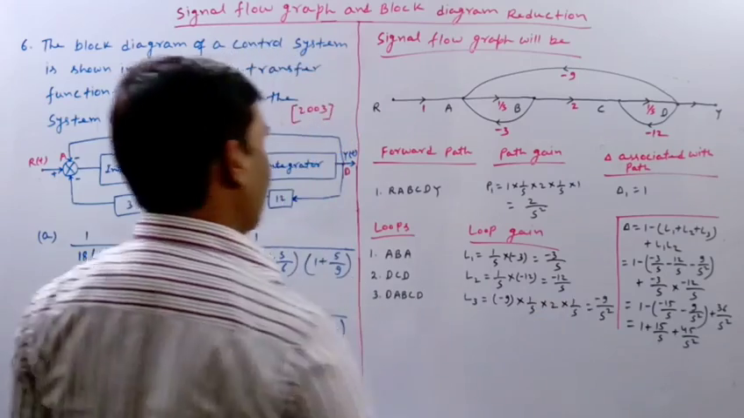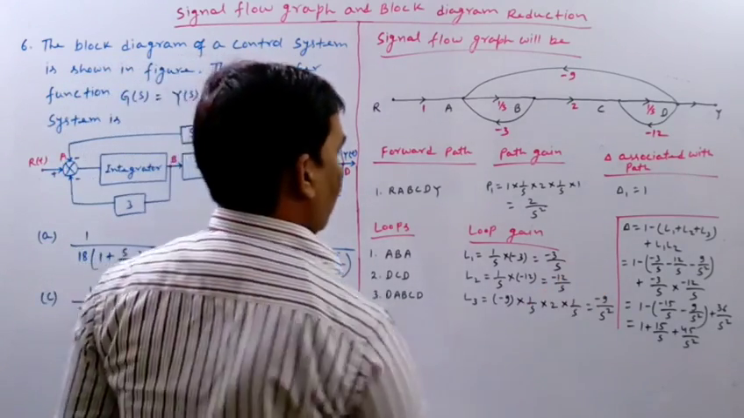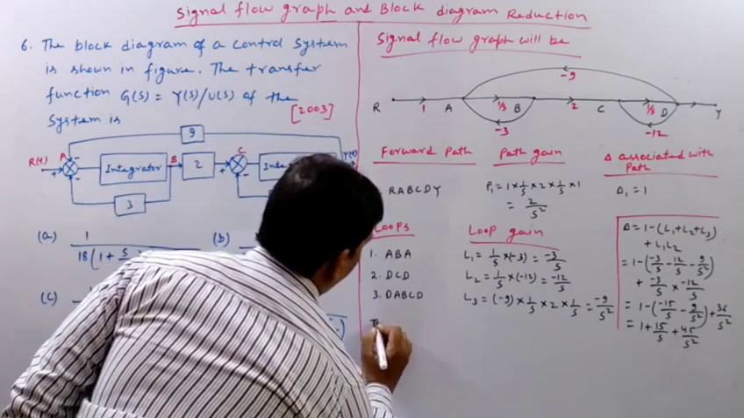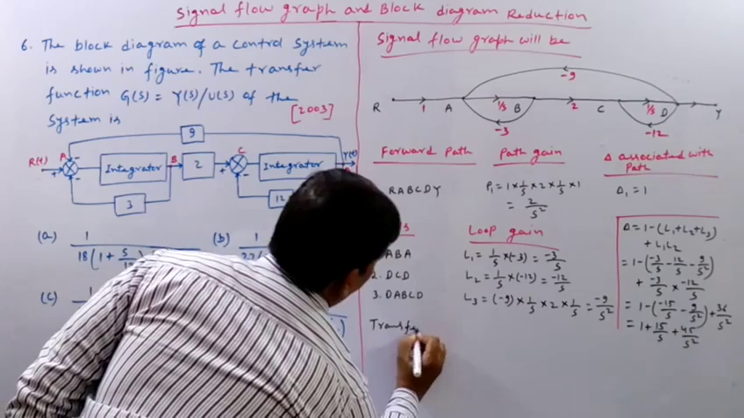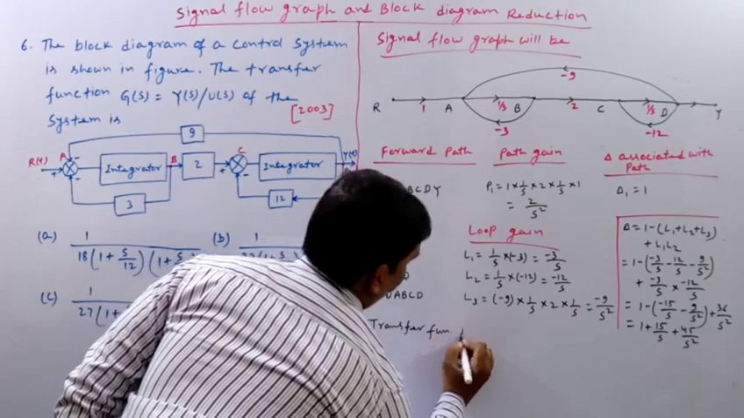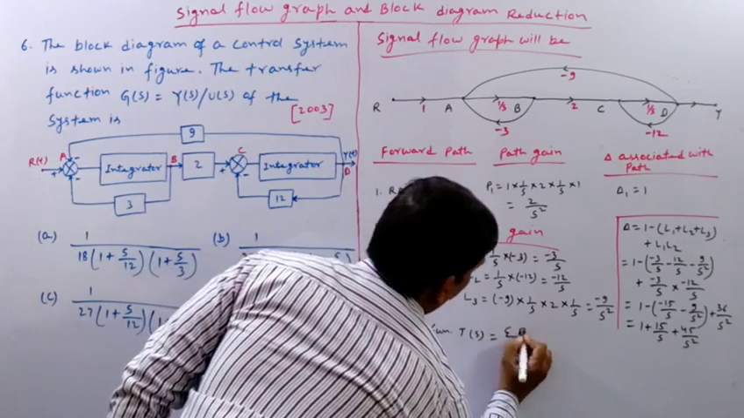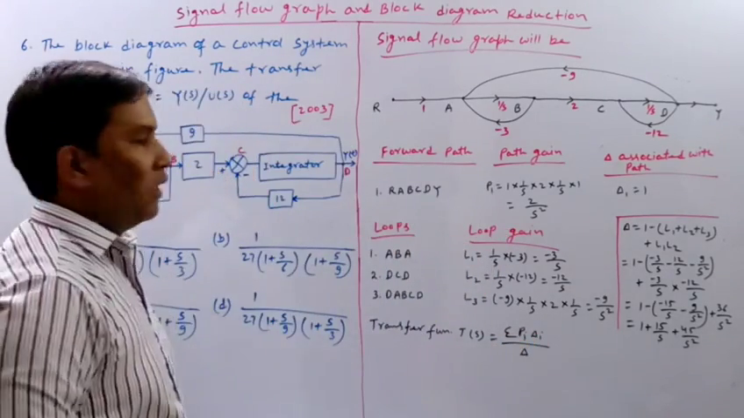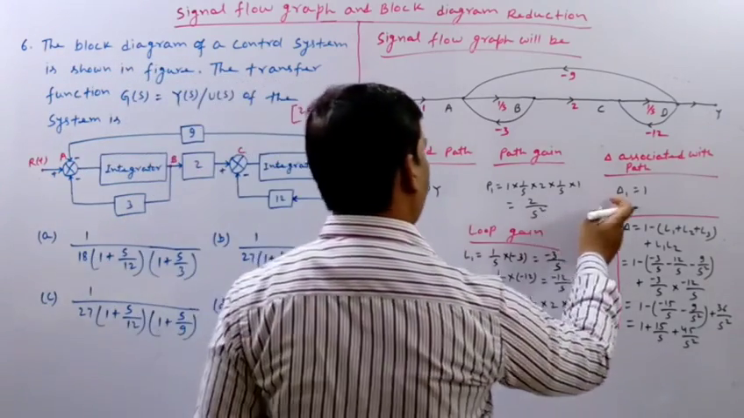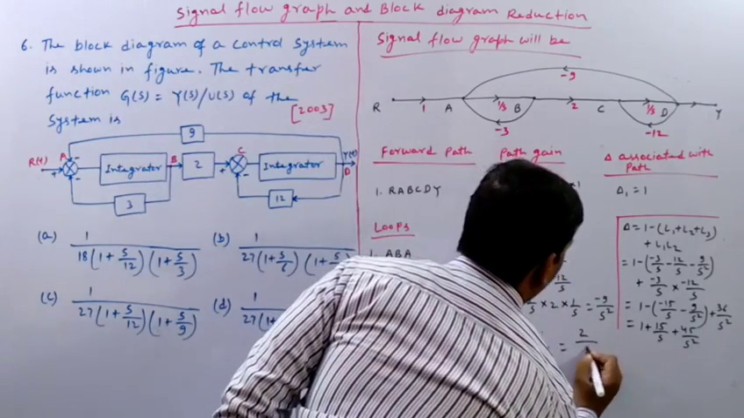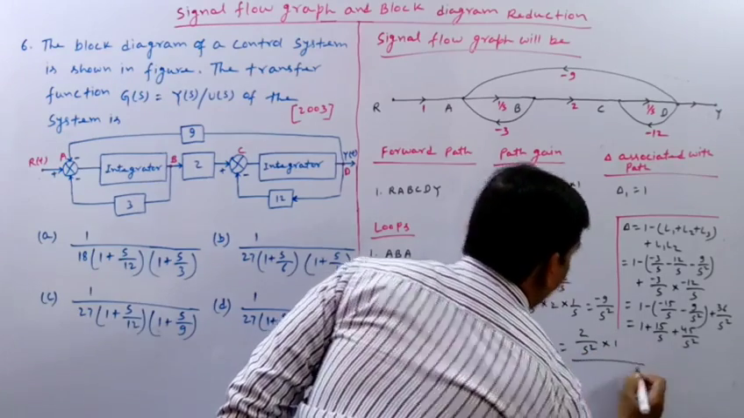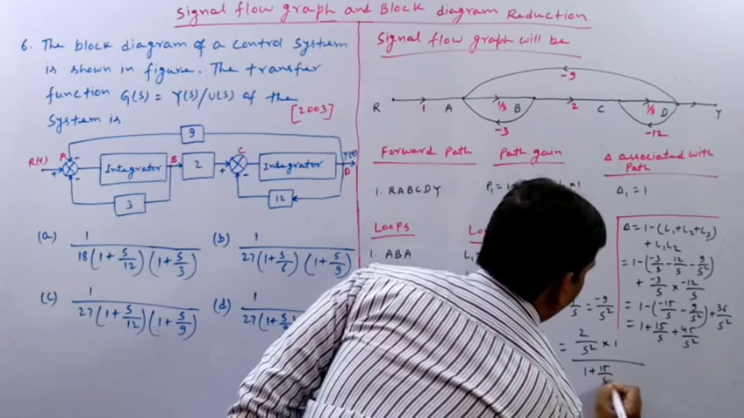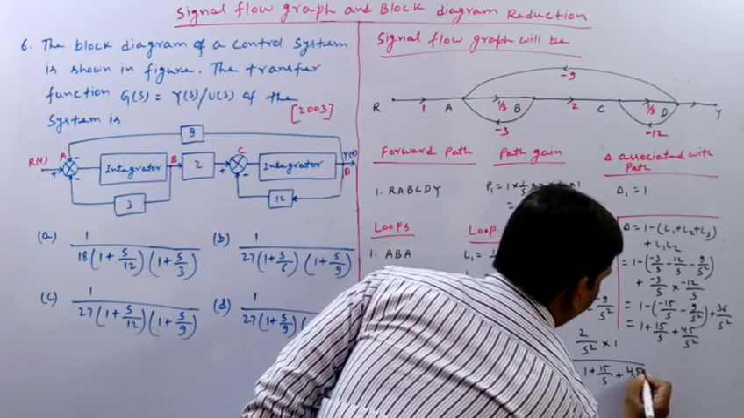Now I think it is clear to all of you. So the transfer function T(s) equals sigma P_i delta_i divided by delta. We have to apply Mason's gain formula. So P is nothing but there is only one path, so 2 by s square multiplied by 1, divided by delta, which we have got as 1 plus 15 by s plus 45 by s square.